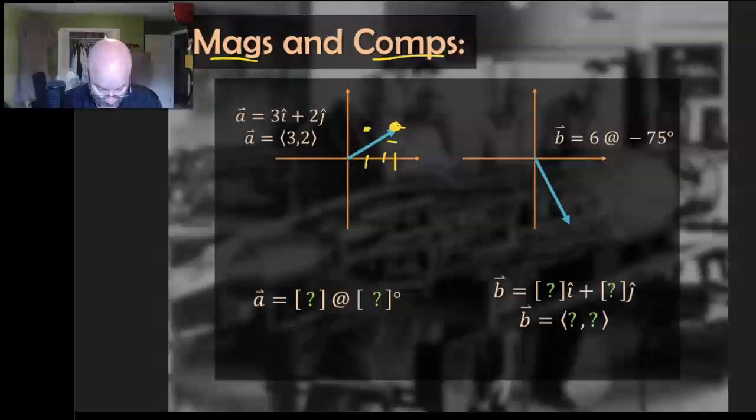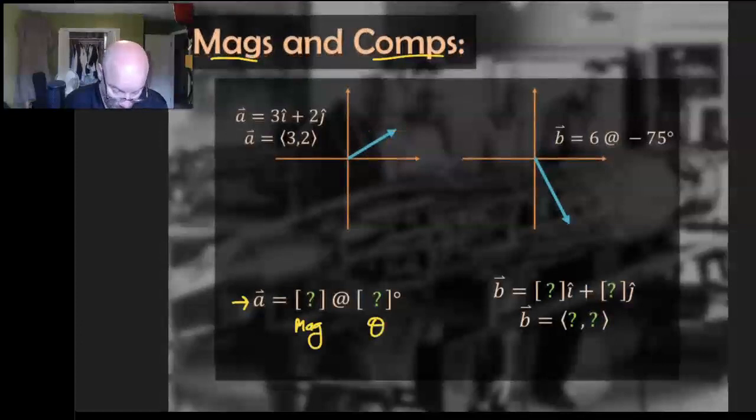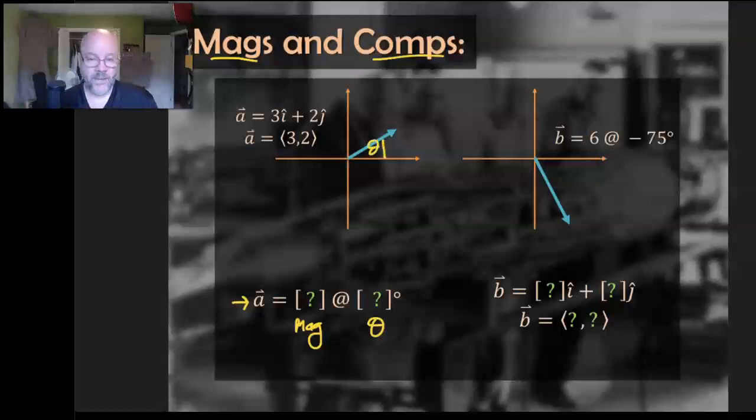Let's take a look down here. What's another way to talk about A? What we might mean here is how long is it? What's its magnitude? And what's its angle theta? When we say its angle theta, we're talking specifically about this angle right in there. That's our angle theta.